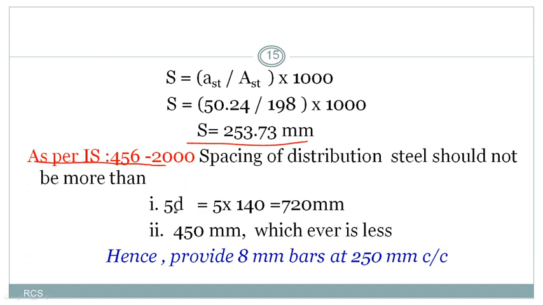For the distribution bar, the spacing must be maintained as 5d is one option, another is 450 mm, and the minimum of these values will be provided as the spacing. Now if I calculate with 5d, that will be 750, and for the other one 450, and another is 253.73. The minimum value is 253.73. Hence provide 8 mm bars at 250 mm center to center.